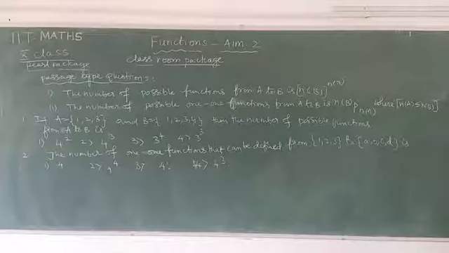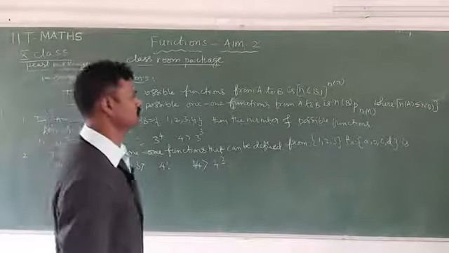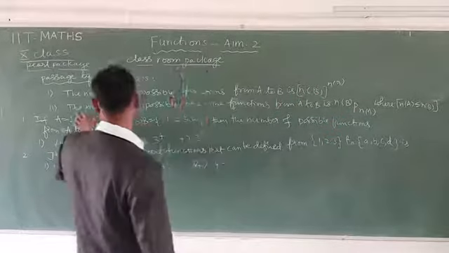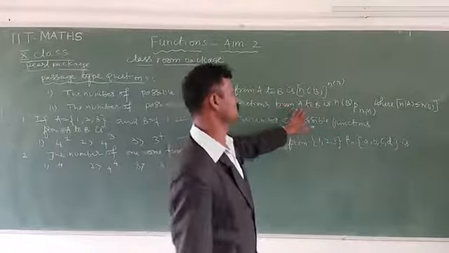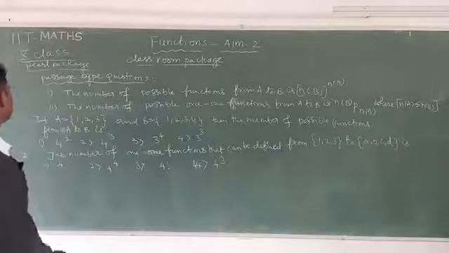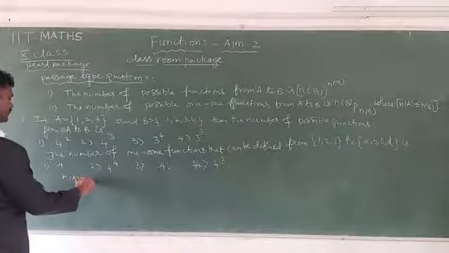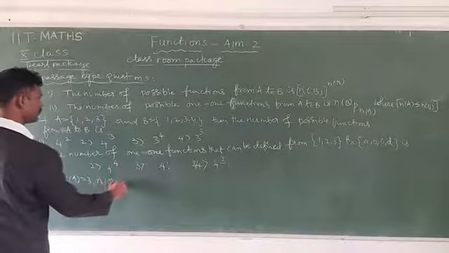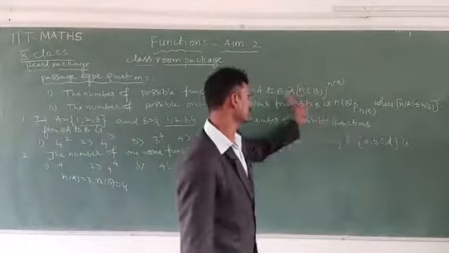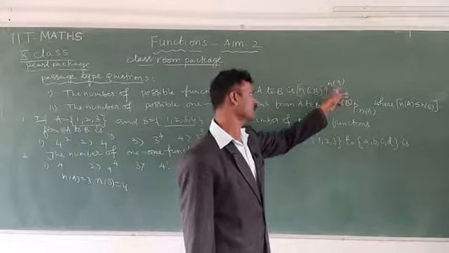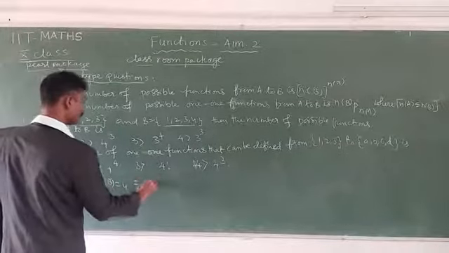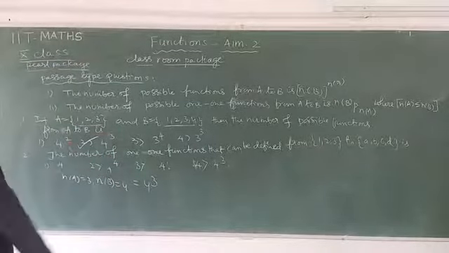Okay, next, a passage type question. The number of possible functions from A to B is n(B) power n(A), and the number of possible one-one functions from A to B is n(B)P n(A), where n(A) is less than n(B). See here, n(A) is 3 elements and n(B) is 4 elements as given. The number of possible functions is n(B) power n(A), so here n(B) is 4, then 4 power 3. This is the second option in this question.